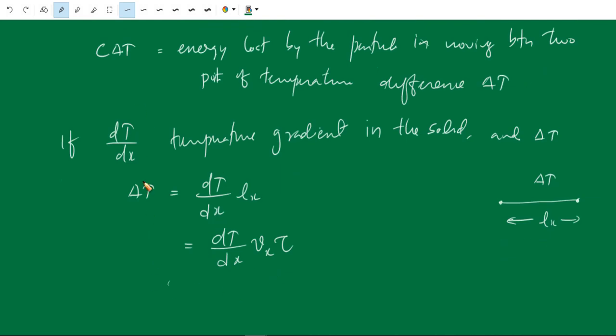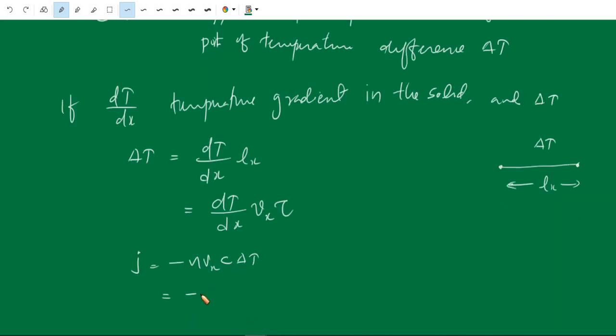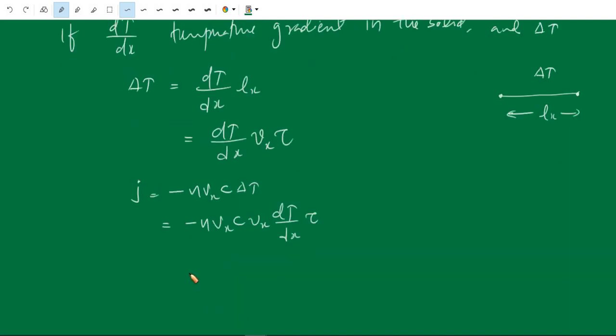Therefore, this can be written as the total flux of energy. The flux of heat energy is given by minus n Vx into, here we have considered both directions of the x-axis, C delta T, which is equal to minus n Vx into C delta T, where C delta T is Vx dT by dx into tau. Or the average flux is equal to minus n average Vx square into C into dT by dx into tau.